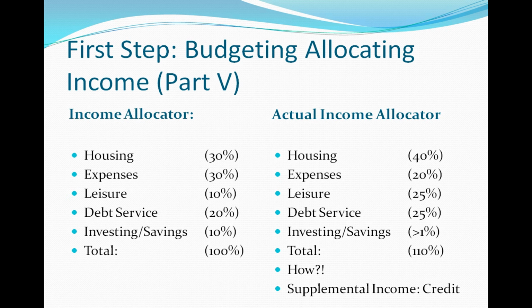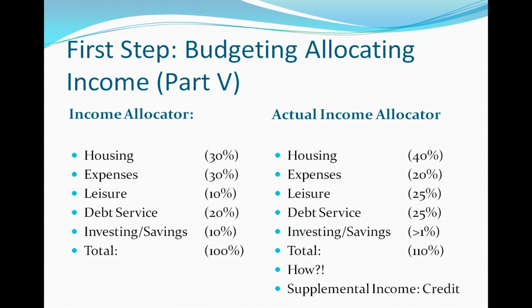Now, in most cases, if you haven't looked into money management, this is probably what you're going to see. You're going to see housing at about 40%. Of the necessary expenses are about 20.